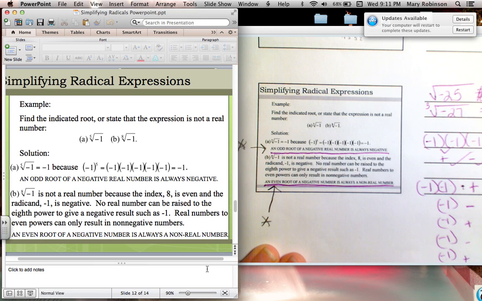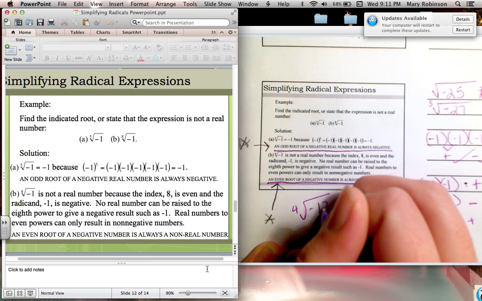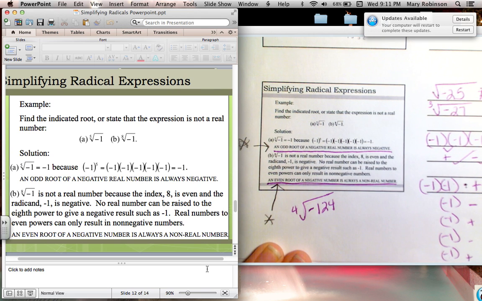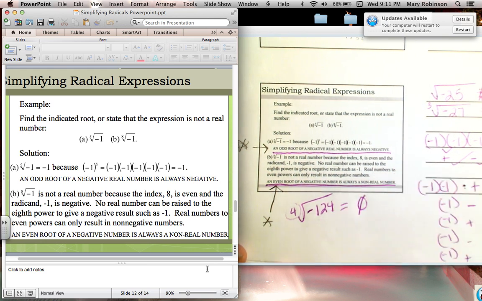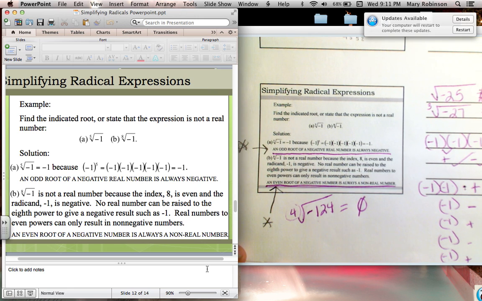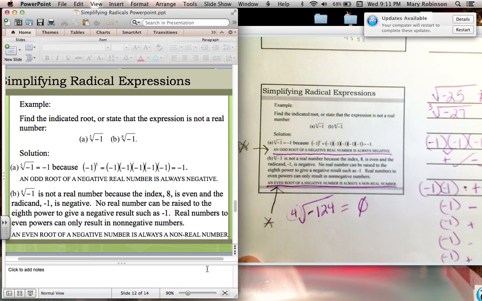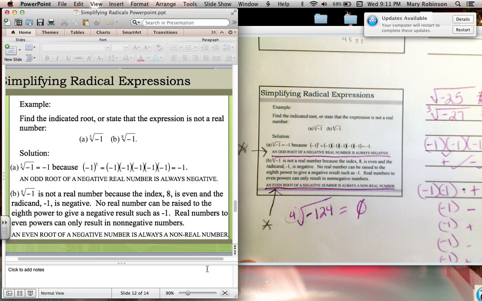So if I give you the fourth root of a negative number, for example, the fourth root of negative 124, you don't even have to do any math. As soon as you see that it's a negative number under here, a negative radicand, and you have an even index, you know that this is not possible. You cannot have that. So pay attention. If your index is even, and what's under your radical is negative, it is not possible. Make sure you have that down. Make sure you also have these two sentences highlighted, underlined, starred, whatever you need.